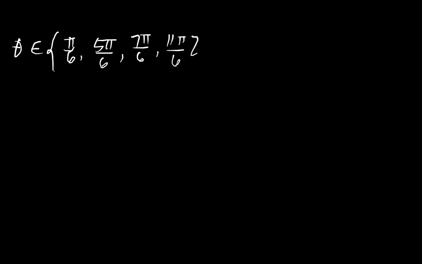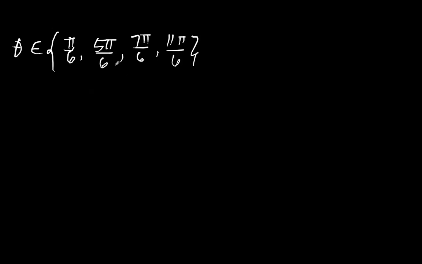Theta is an element of the set {pi over 6, 5 pi over 6, 7 pi over 6, and 11 pi over 6}. So these are the 4 angle measures which are the answers to the given problem, based on the given condition that theta should be less than 2 pi but greater than or equal to 0. Okay? And if you want to check, you can do so.